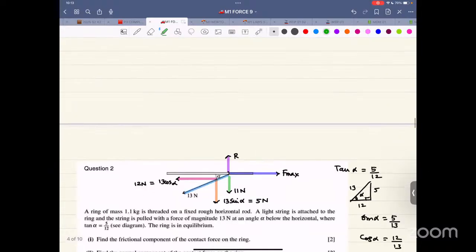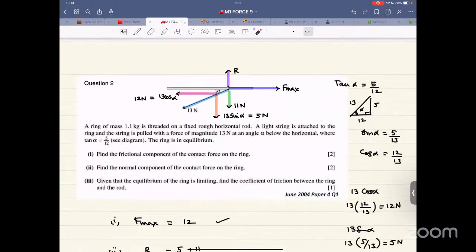Now let's look at the working. First thing first, that's the surface. R is acting up. This is the ring. It has a tendency of being pulled to the left. Therefore, F max is to the right. The weight component of 13 Newton, this is 13 cos alpha, that comes out to be 12. This is 13 sine alpha, that comes out to be 5.